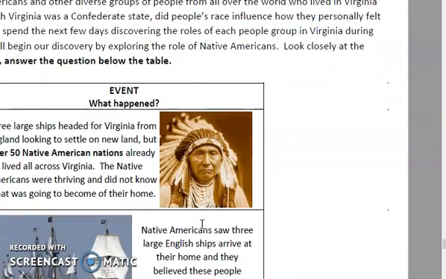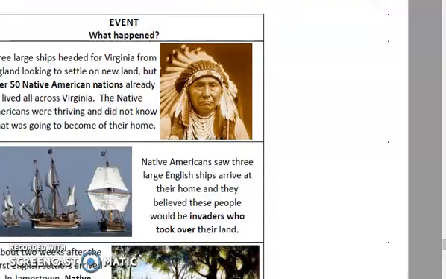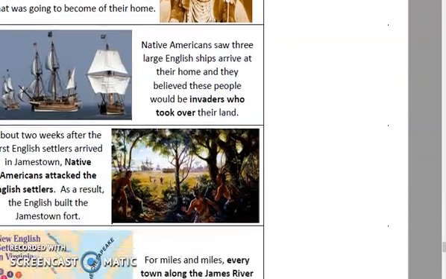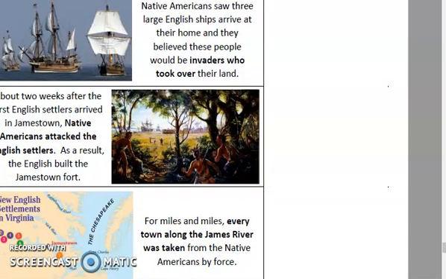All right, so date, December 1606, the event. 3 large ships headed for Virginia from England looking to settle on new land, but over 50 Native American nations already lived all across Virginia. The Native Americans were thriving and did not know what was going to become of their home. April 1607. Native Americans saw 3 large English ships arrive at their home, and they believed these people would be invaders who took over their land.